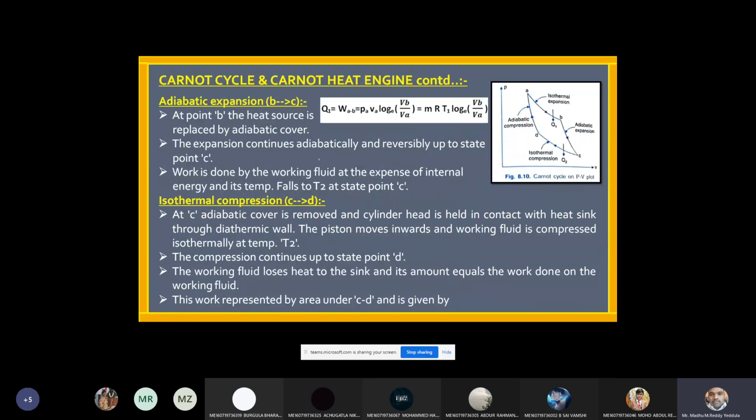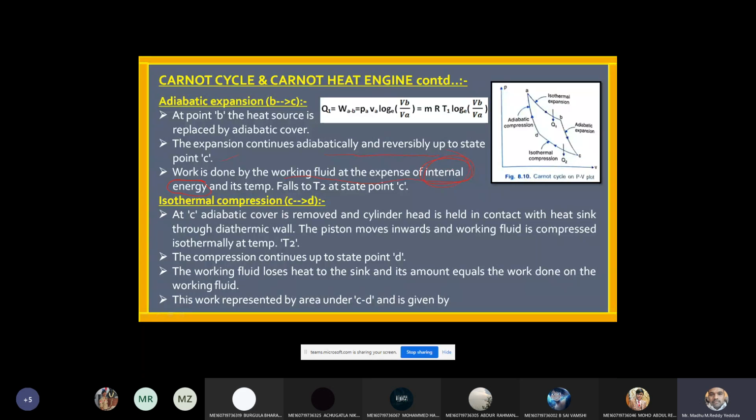If you see, the expansion continues adiabatically up to the state point C. That means here the work is done by the working fluid at the expense of internal energy during the isentropic process, because isentropic process is the adiabatic process. During adiabatic process, heat supplied will be zero. Therefore, work will be done at the expense of its internal energy. The internal energy is the energy stored within this fluid, right? That energy will be utilized in order to do the work.